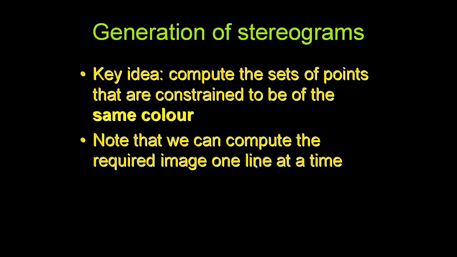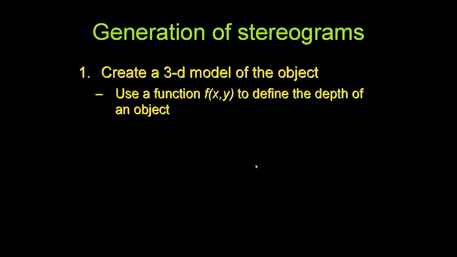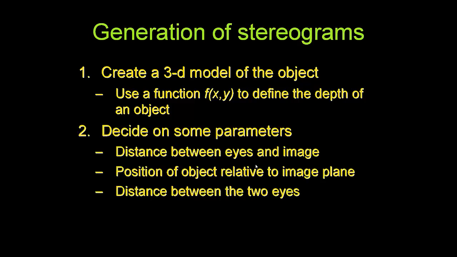Now, the interesting thing is that we don't have to compute everything at the same time. We can compute the required image one line at a time. So how do we compute these sets of points? Well, we use geometry. First, we create a 3D model of the object. Typically, we use an f(x,y) function to define the shape of the object, and f(x,y) will give you the depth, right? So this is called a depth map.